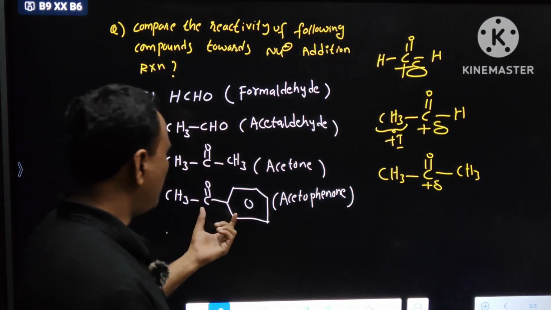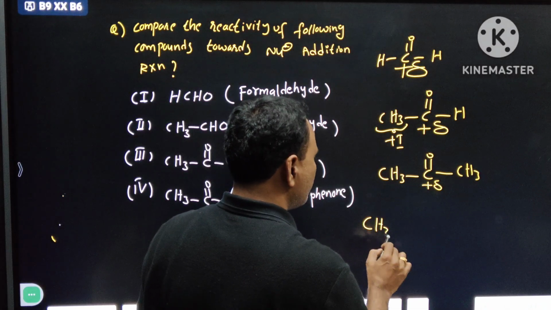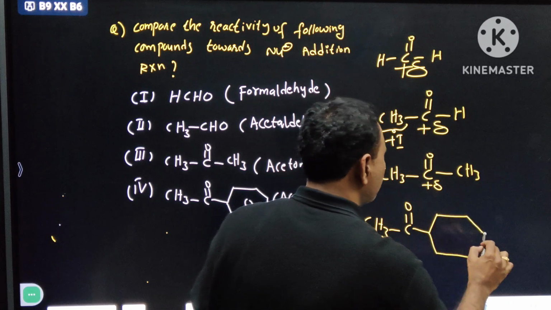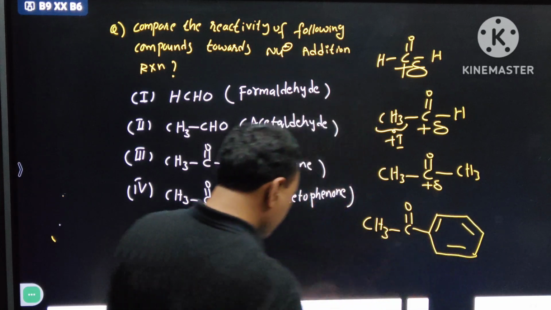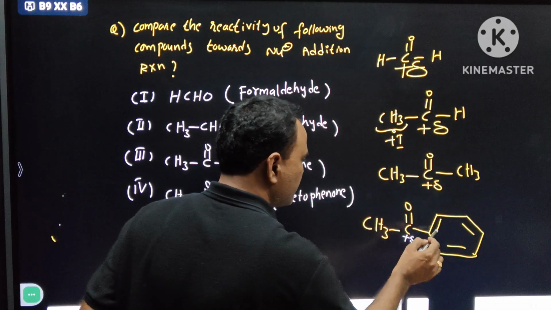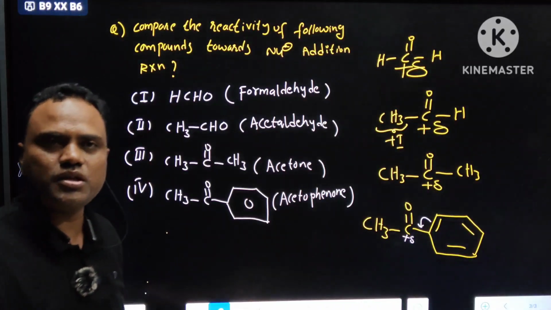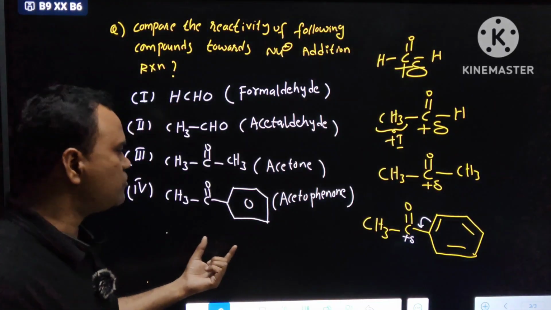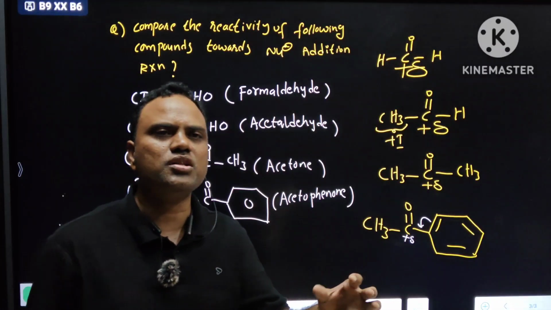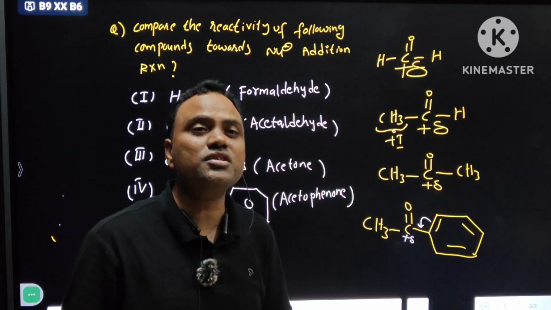Very large positive, small positive. And in the case of acetophenone, you know, the benzene ring pi electrons will be transferred, and the positive charge is almost nullified. Very small positive due to resonance. So in acetophenone, the positive charge is very small, so there is no chance for the attack of nucleophile, or the reactivity is very less.